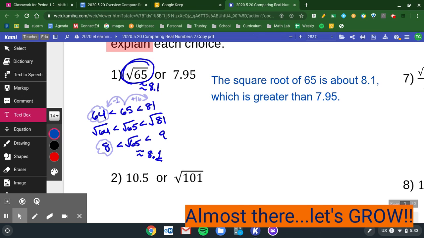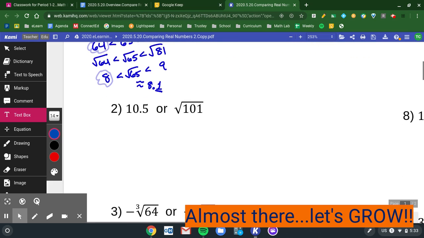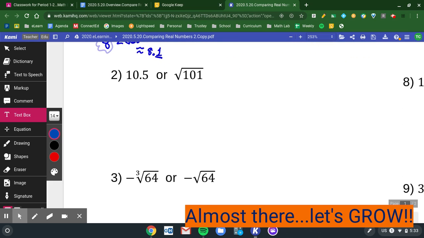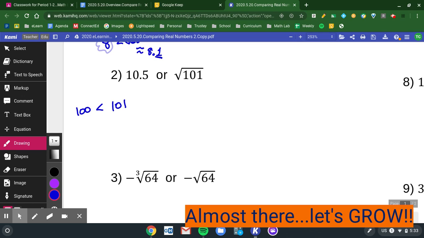So let's go on to number 2 with the same idea in mind. Let's go ahead and try to figure out which of these numbers is larger. But first, I'm going to go ahead and try to figure out, what do we know about the square root of 101? Well, 101, a little bigger than 100, a little smaller than 121. Some people are still wondering, well, where did those numbers come from?